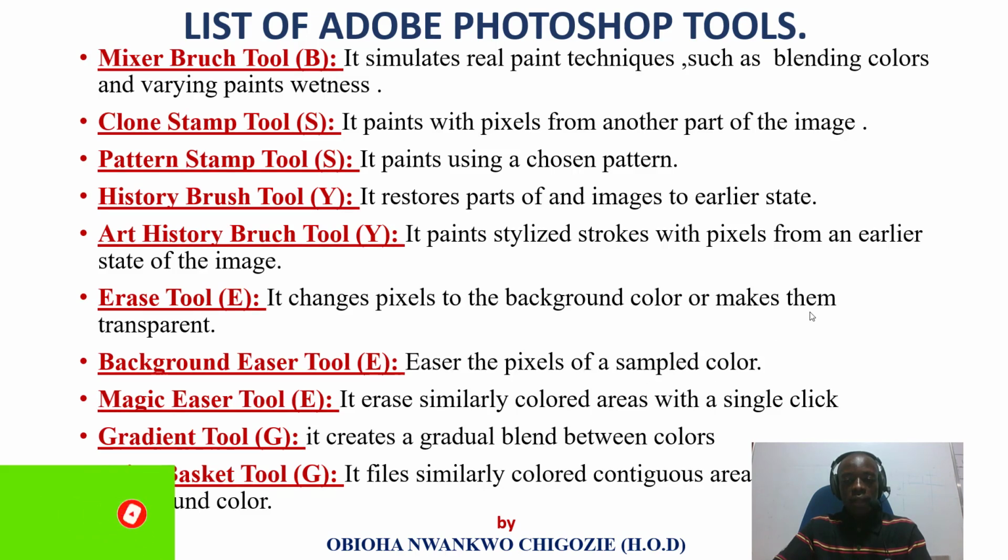We have another two. We have the gradient tool, used when you want to mix two colors together. I will still come to the practical. This is just the theory part of it, and we'll see the practical. It creates a gradual blend between colors. It also has the paint bucket tool, which fills similar color contiguous areas with the foreground color.